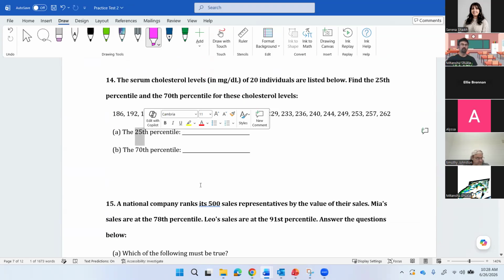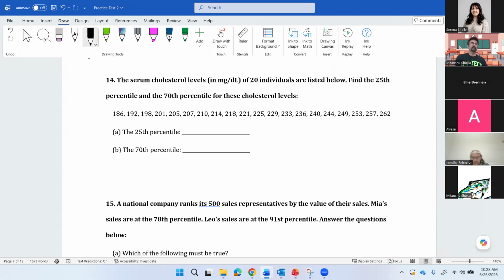in the 25th percentile? The way we accomplish this is by the formula: if I want to find what percentile a value falls in, I do P over 100 times N, where N represents the number of numbers they gave me, and P represents the percentile that I care about. I care about the 25th percentile, so that's 25 over 100, multiplied by N. N is the number of individuals listed, which is 20 for us.